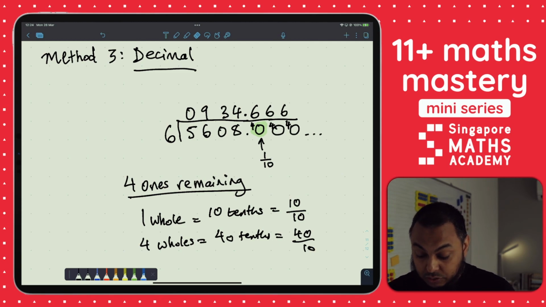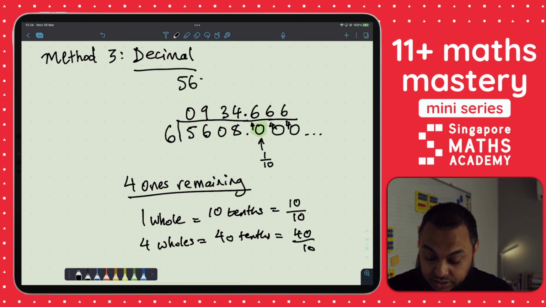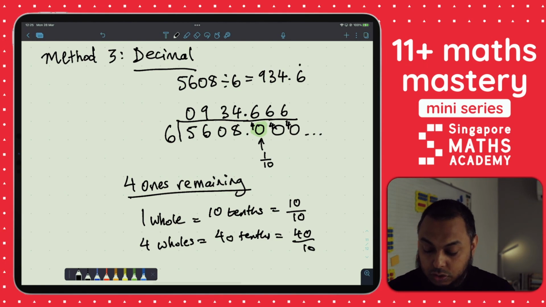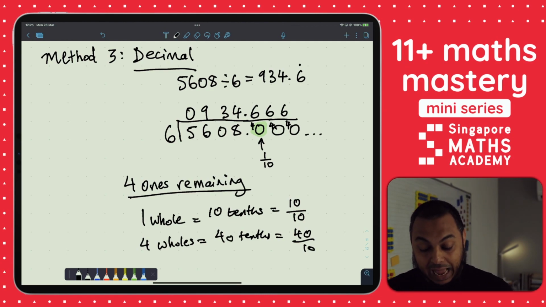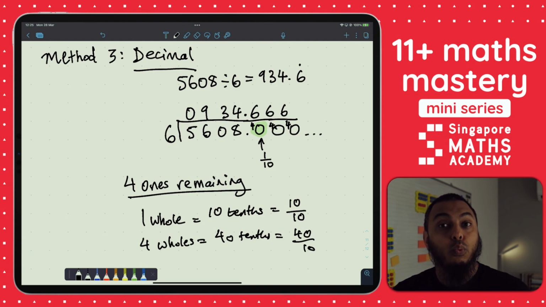So another way to write this down would be 5,608 divided by 6 is equal to 934.6, and put a dot on top to show that it's recurring. So that 6 goes on forever. Okay, so that's another way of looking at how to divide when there's a remainder.